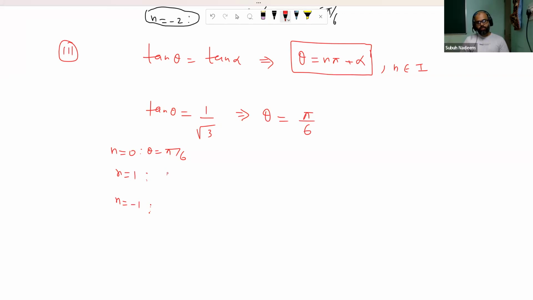Finish, sir. Yeah, what you are getting? For n is equal to 1, I got 7 pi by 6. Okay, correct. And for minus 1, I'm getting minus 5 pi by 6. Correct. So these are some of the angles which we get. Is it okay, Rishita? Are you also getting the same values? Yes, sir. Okay.